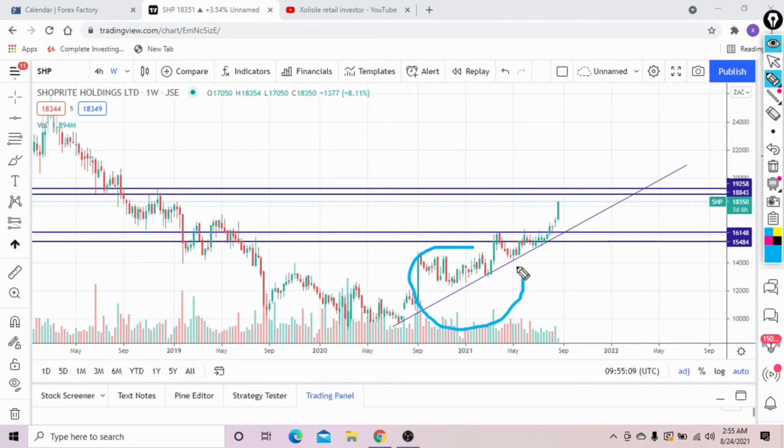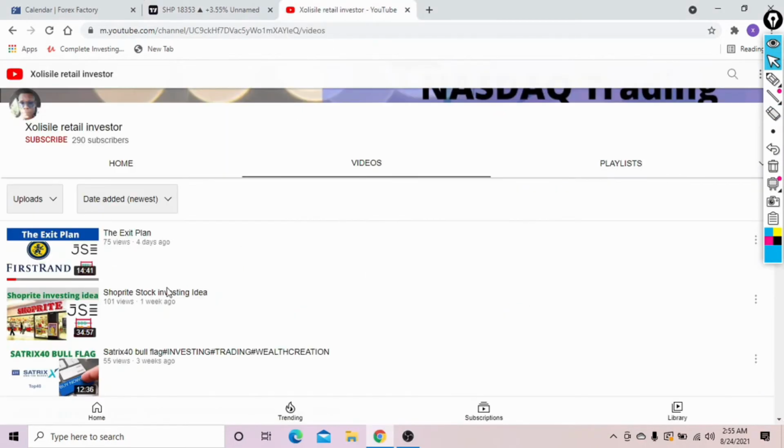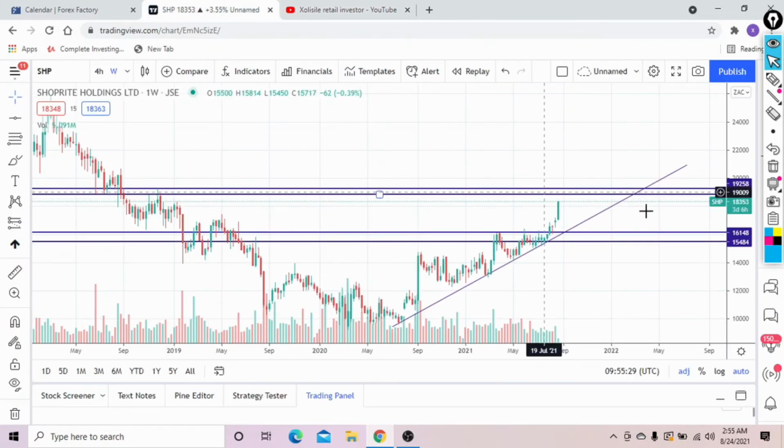Even here the pattern was formed again, then we had a breakout, then a second pattern and a breakout again, and I was explaining the same thing in that video which I posted on my channel, which is here. This is the video that I was explaining last time. It was posted last week. So it was the ShopRite stock investing ideas. So that was a profitable trade.